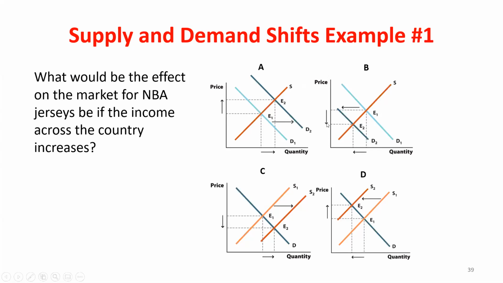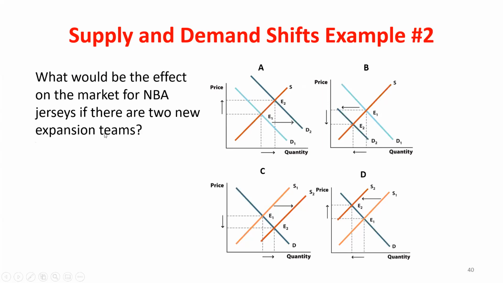So here's just an example where we have one shift. Let's say, what happens if income across the country increases? We kind of already did one like this. If income increases, what happens to demand? People are more likely to buy the product, so we see a demand increase. A demand increase is a shift to the right, so we've got A there. A shift to the right in demand.